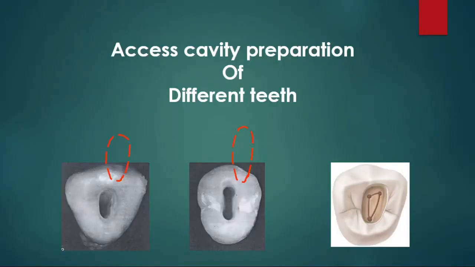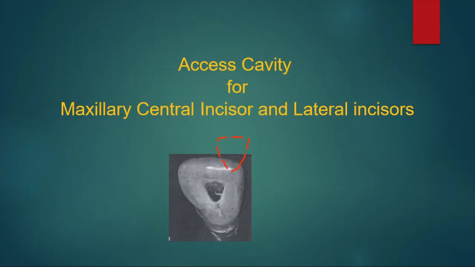Alright, now let's move on to talk about the access cavity preparation of different teeth, upper and lower. So in the beginning, we will start with the maxillary central and lateral incisors. The shape of the access cavity of both maxillary central and maxillary lateral incisors will be a rounded triangle, with its base toward the incisal aspect. The width of the base will be determined by the distance between the mesial and distal pulp horns.